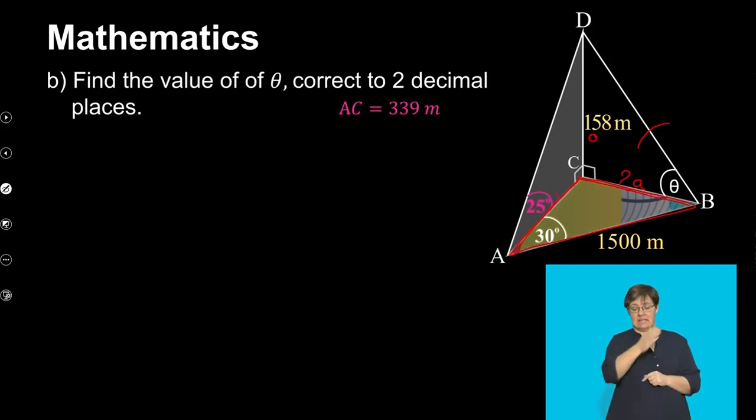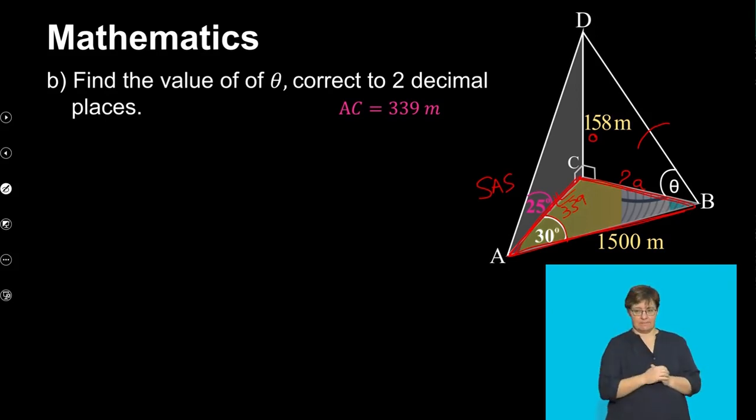So let's begin by looking at this triangle here, triangle BCA, and trying to find side BC. Remember, we found AC to be 339 meters in the previous slide. Okay, so we've got AC, we've got this side here, and we've got the angle in between. So it looks like we've got side, angle, side. So we can use the cos rule to find BC.